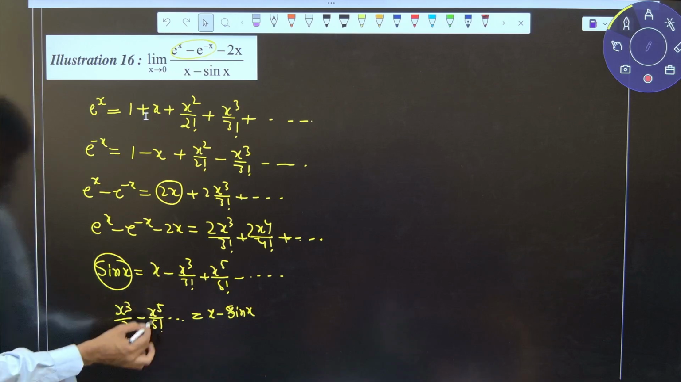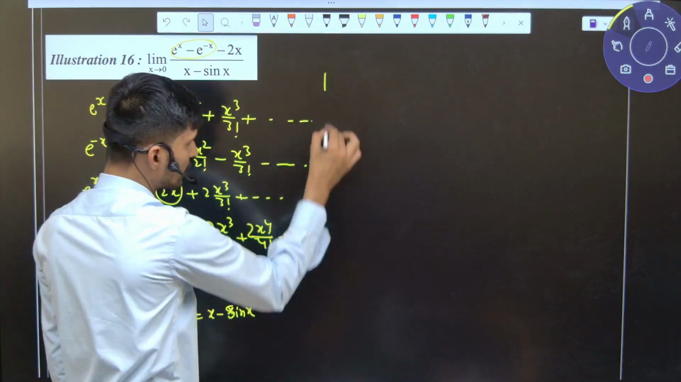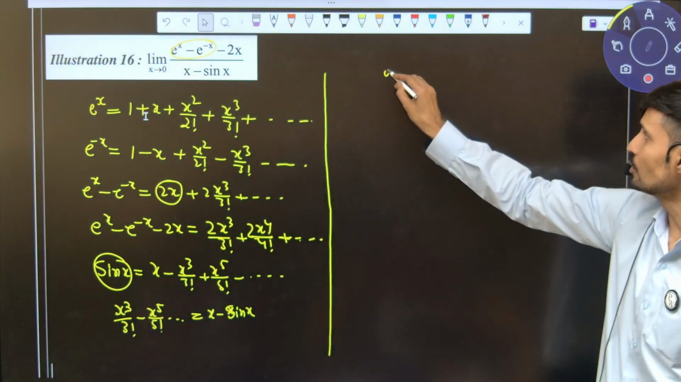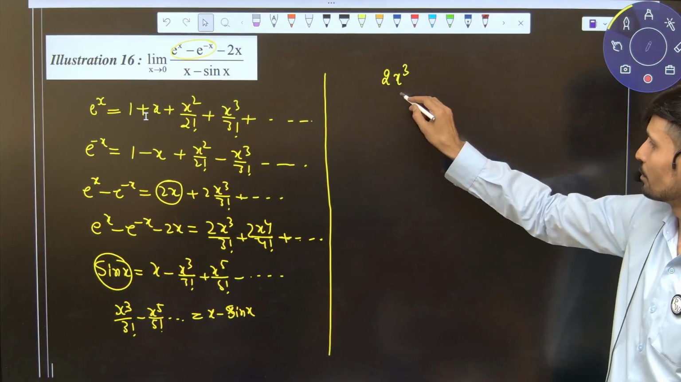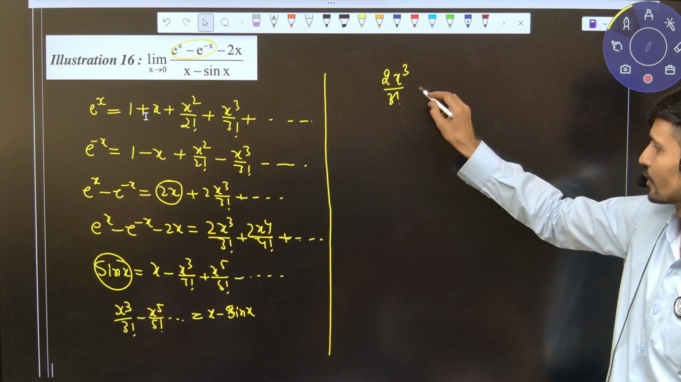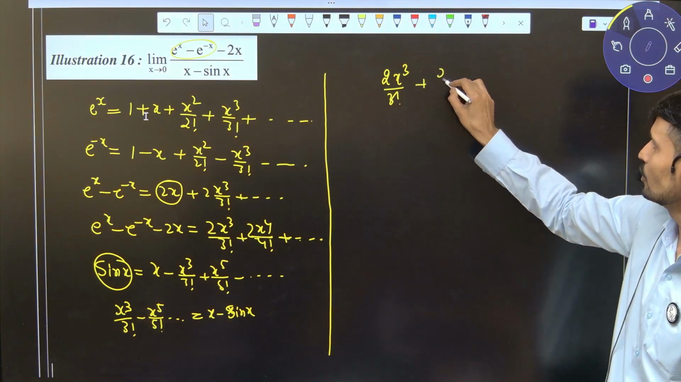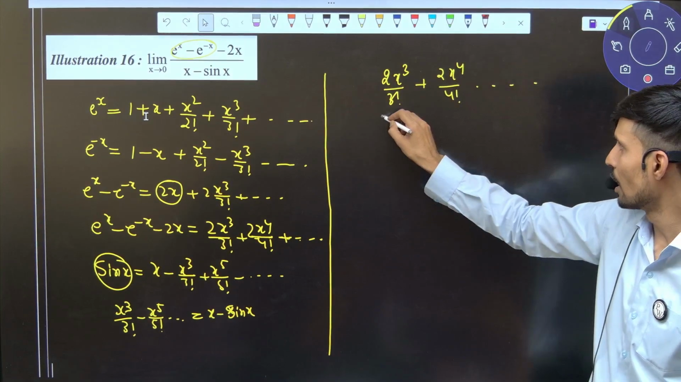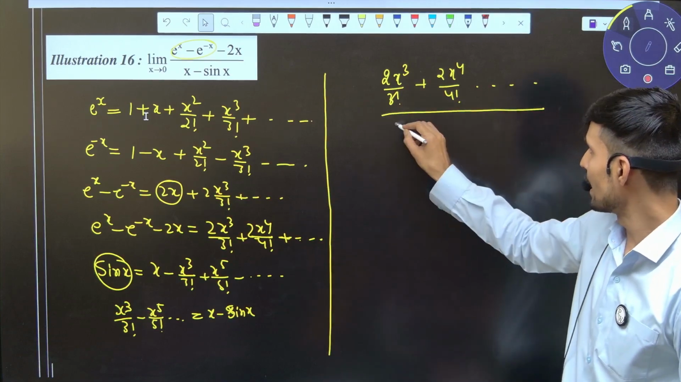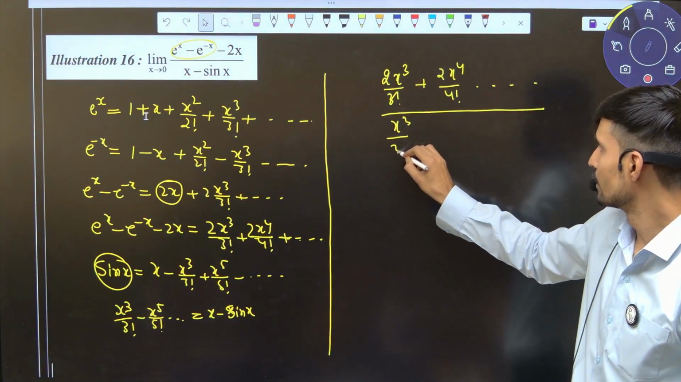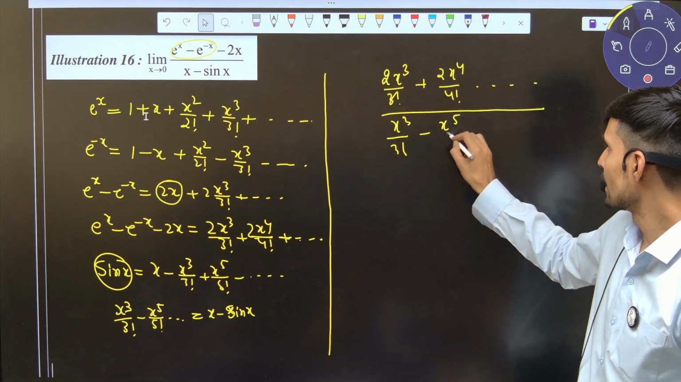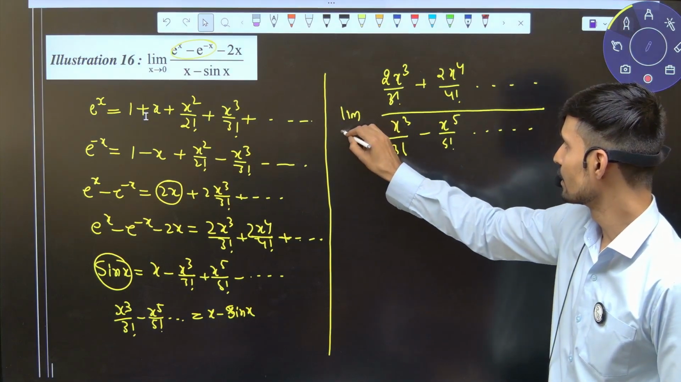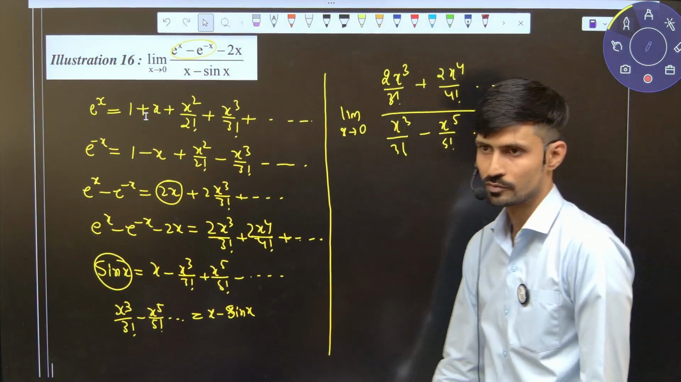It means x minus sin x is this. Now I am going to write both the things. Here I will write this part. What is this? 2 x cube by 3 factorial plus 2 x raised to 4 by 4 factorial and so on, upon x cube by 3 factorial minus x raised to 5 by 5 factorial and so on, and that is the limit x tends to 0.